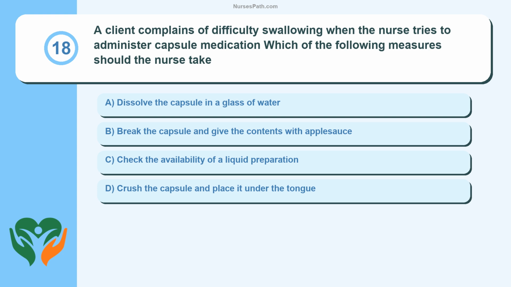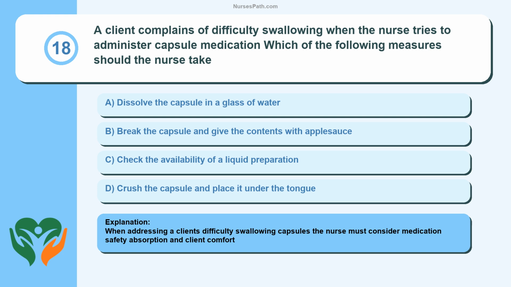Question 18. A client complains of difficulty swallowing when the nurse tries to administer capsule medication. Which of the following measures should the nurse take? Dissolve the capsule in a glass of water. Break the capsule and give the contents with apple sauce. Check the availability of a liquid preparation. Crush the capsule and place it under the tongue. When addressing a client's difficulty swallowing capsules, the nurse must consider medication safety, absorption, and client comfort.